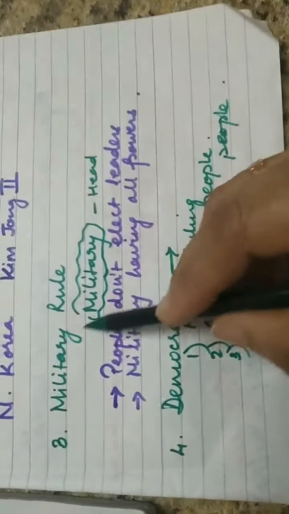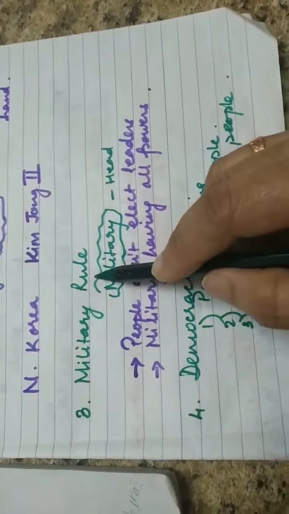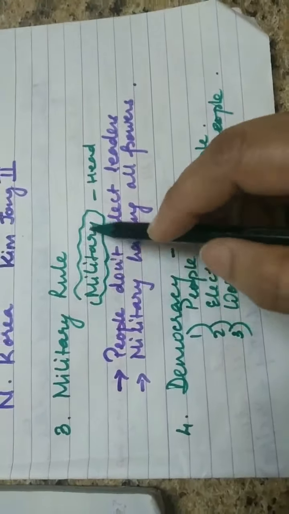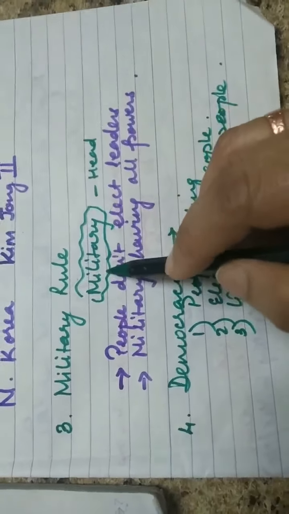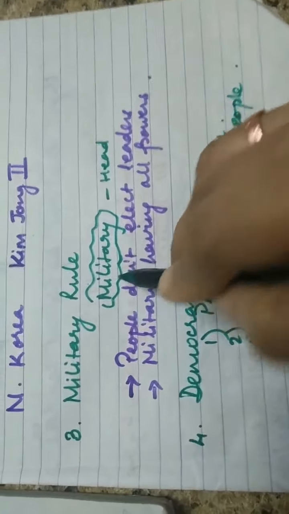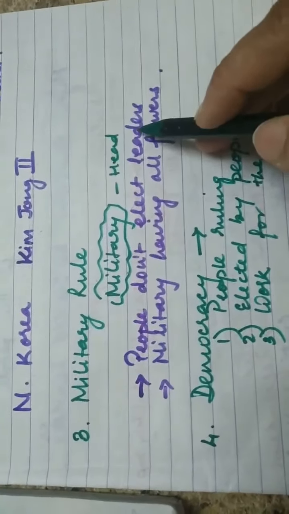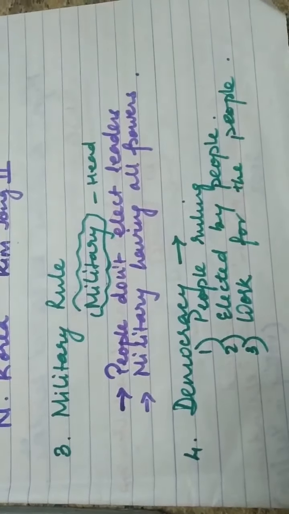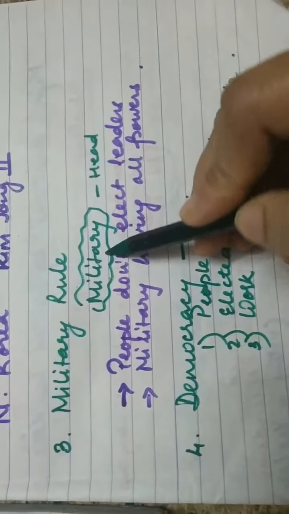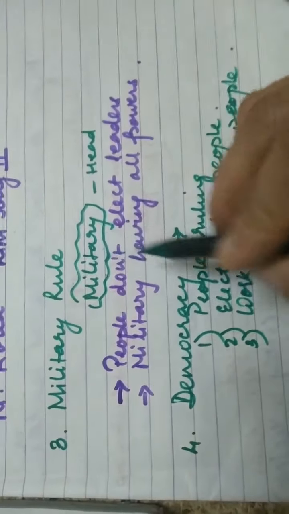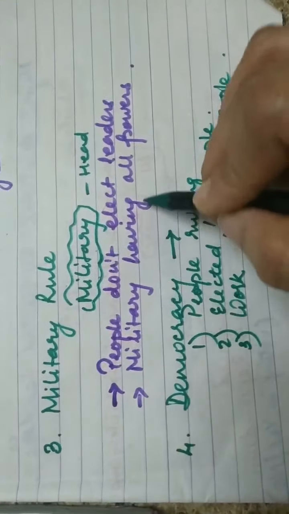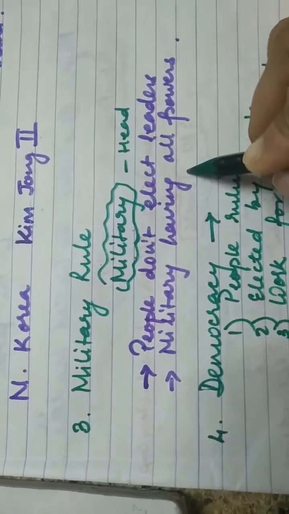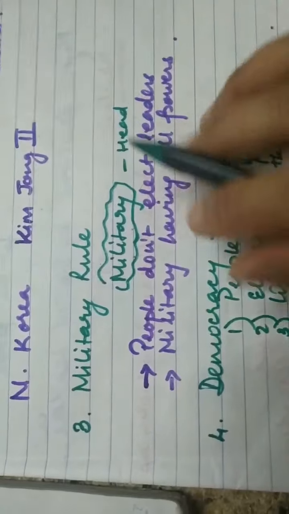Now the third type of ruling is military rule. In military rule, the military is the supreme power, it is the head, and people do not elect the leaders. Military people work hard and get a position in the military, but it is not the people who have elected them. The military takes the power in their hands and it is the supreme power. We have the example of Pakistan and we will be talking about this in detail.